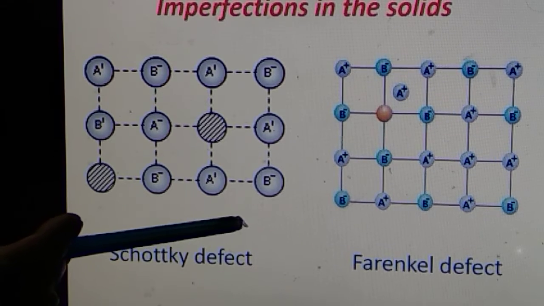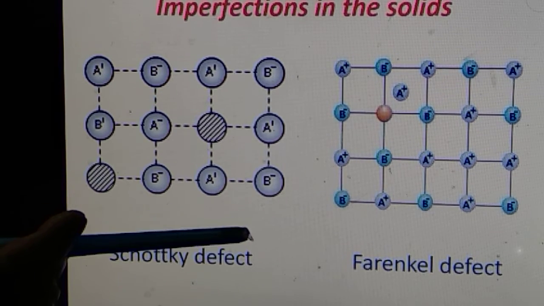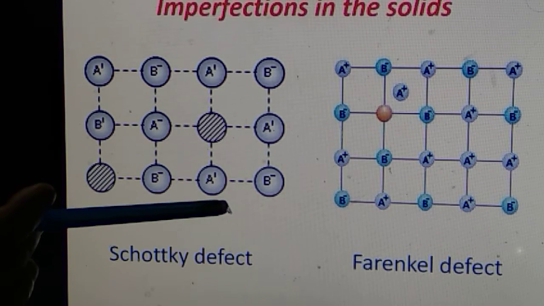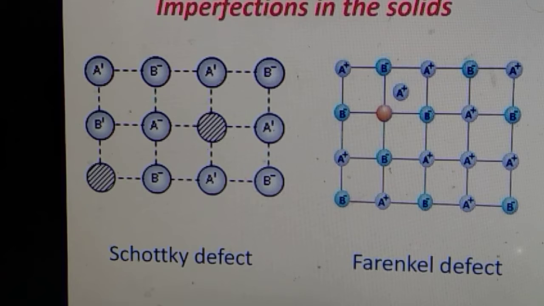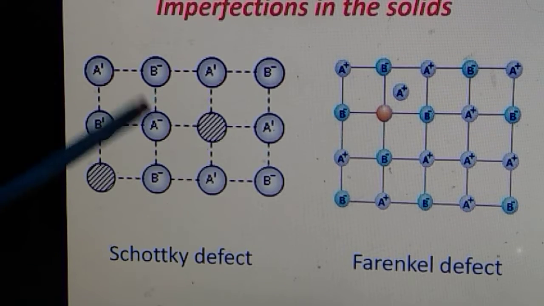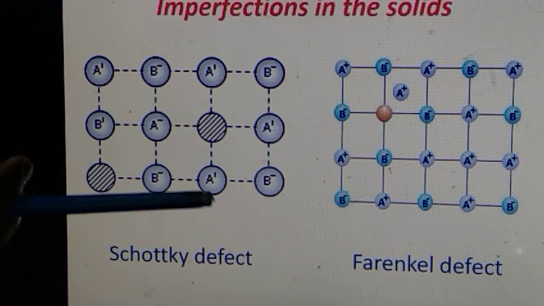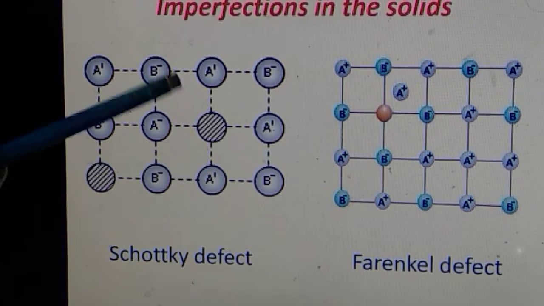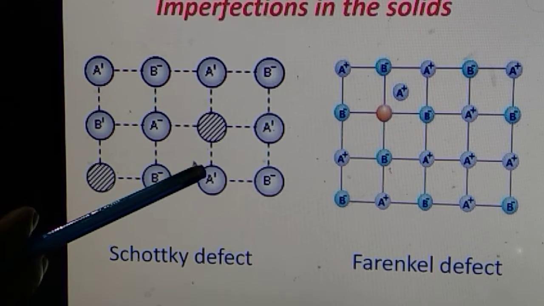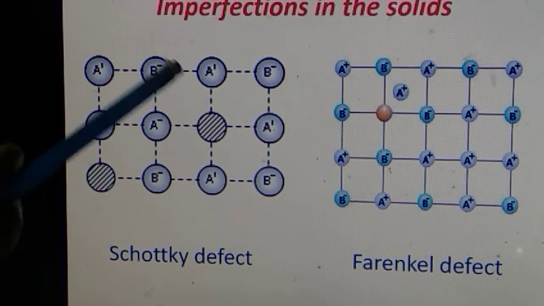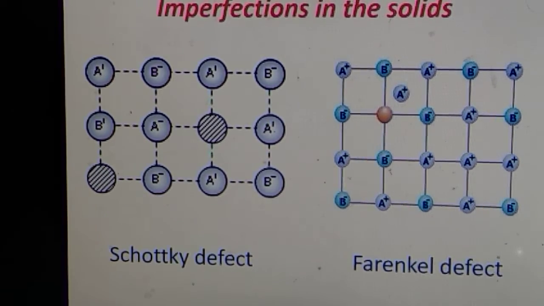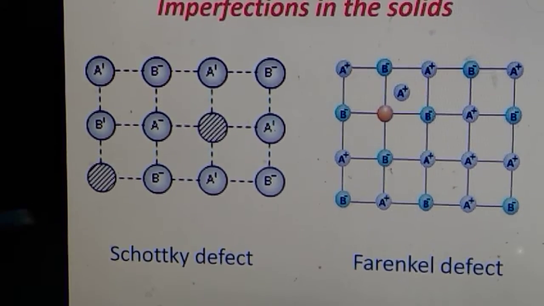But the vacancy and interstitial defects explained above can be shown by non-ionic solids. So the vacancy defect and interstitial defect can be shown by non-ionic solids. But ionic solids show these vacancy and interstitial defects as the Frenkel defect and the Schottky defect. Okay. Now I am going for the Schottky defect.